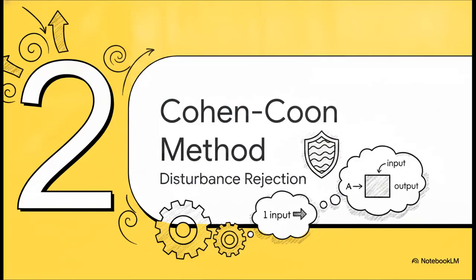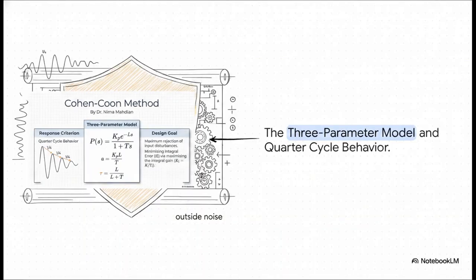Section 2. The Cohen-Coon method. Moving right along, the Cohen-Coon method uses a 3-parameter model, so we're talking gain, time constant, and delay. Now, this method has a highly specific response criterion, which is targeting quarter-cycle behavior. But the real meat here is the ultimate design goal. Cohen-Coon is perfectly optimized for the maximum rejection of input disturbances while simultaneously minimizing integral error.